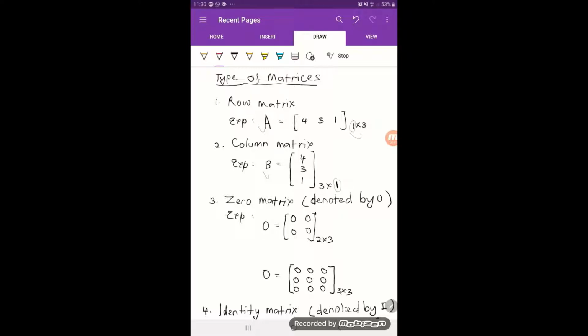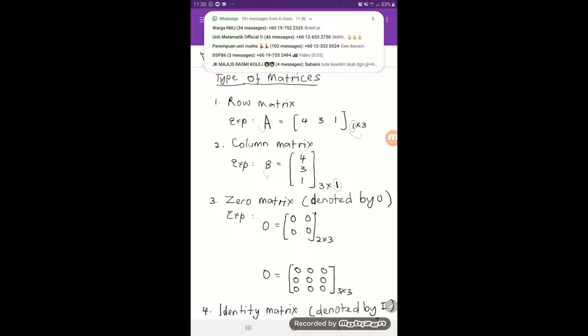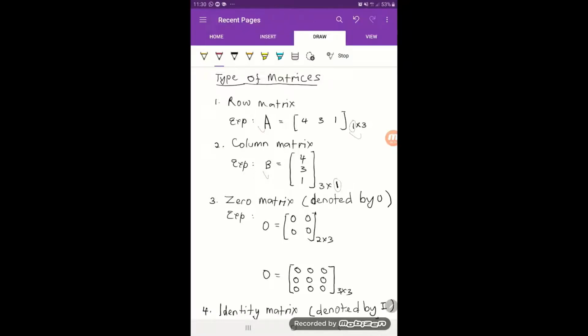And then the next one is the zero matrix. A zero matrix is a matrix in which every entry is 0, and it is denoted by 0. All the entries are 0 here. This is 2 times 3, 2 times 2, 2 times 2, and then this is 3 times 3.